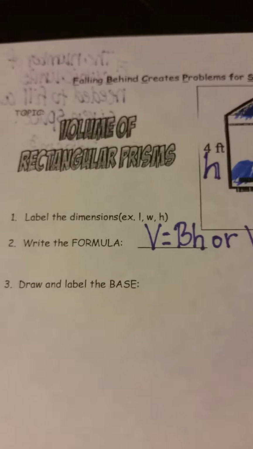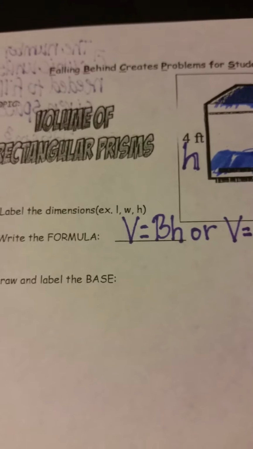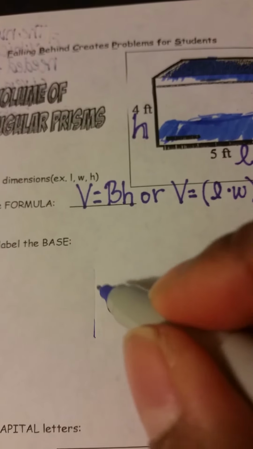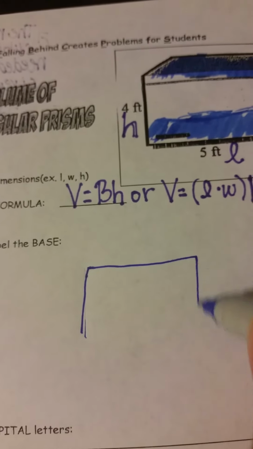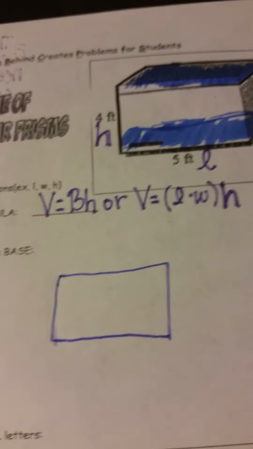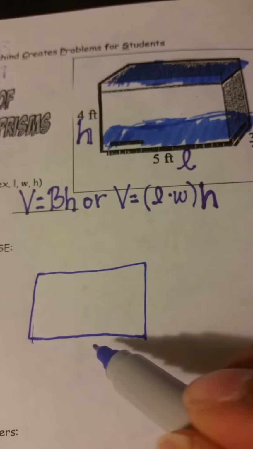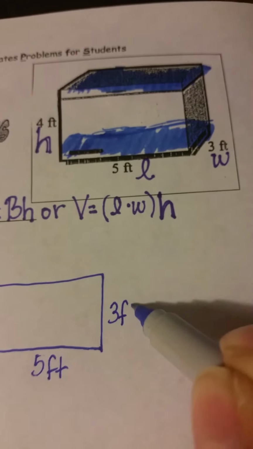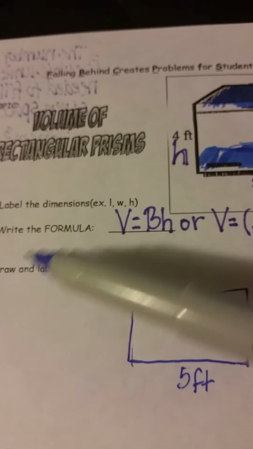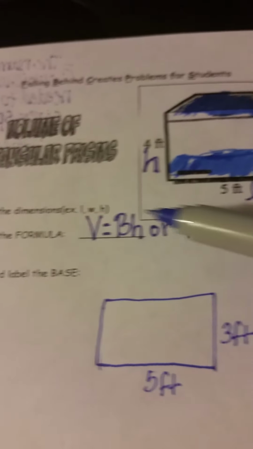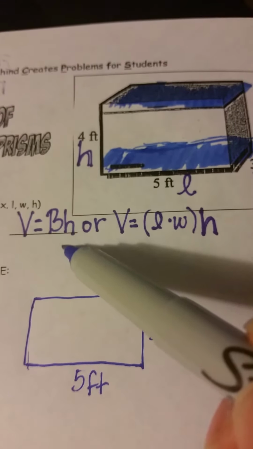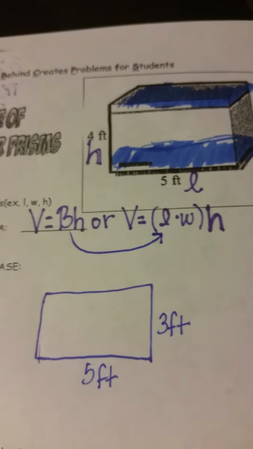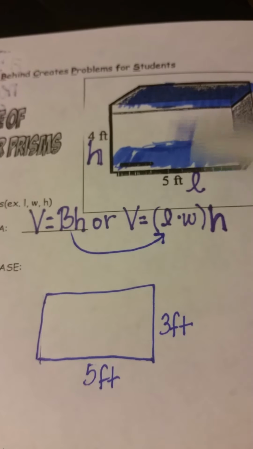Okay. Now, my next step is to draw and label the base. Okay. My base is shaped like a rectangle. So I'm just going to draw a rectangle here in this space. Okay. And I'm going to label it just like it is here. So this right here will be my 5 feet. And this here will be my 3 feet. Okay. So far, we've found our formula. All I did was break down what big B is. Okay, and the H, the height is the height of the entire figure.